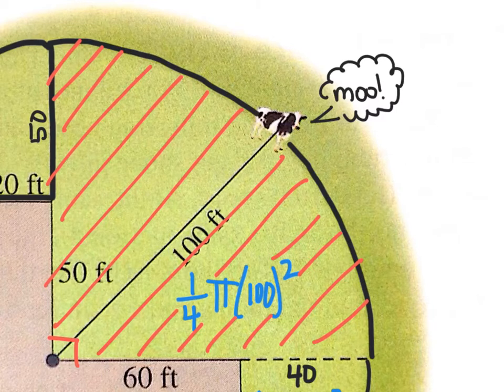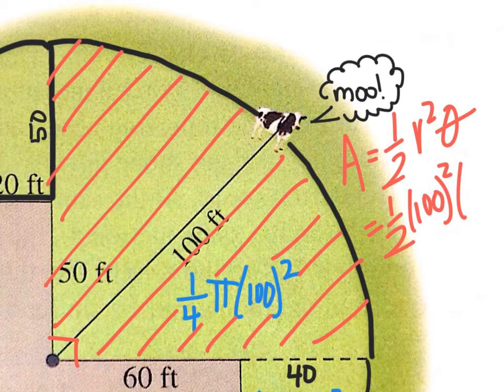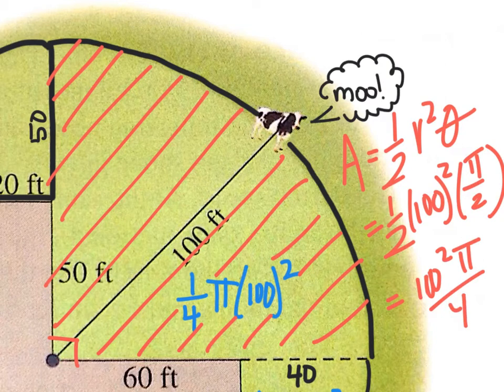And let's look at our formula. The formula for the area of the sector was 1/2 r squared times our angle theta. So in this case, it would be 1/2 and our radius squared, and our angle, 90 degrees, in terms of radians is pi over 2. So what we end up with would be 100 squared, and then a pi, and then over a 4. So that is just what I wrote out here.